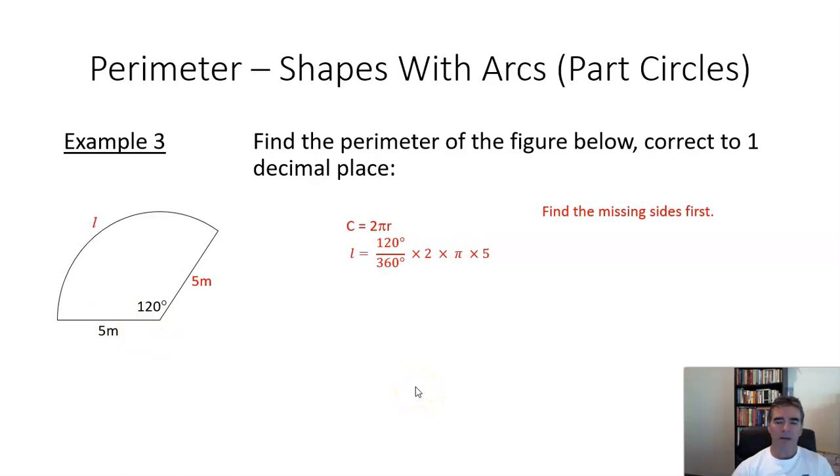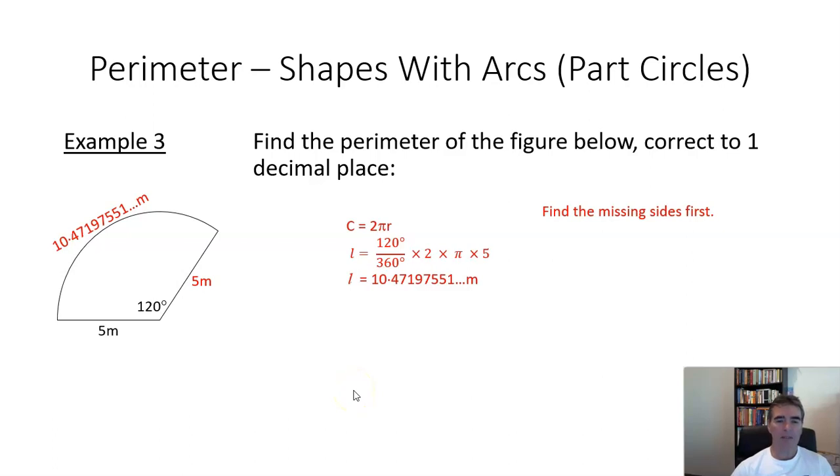And again, we just do that on our calculator. In our calculator, there is no reason to press the degrees button. So just 120 over 360. And we find that the length of this arc here is approximately 10.47, etc. So let's put in our missing side there.